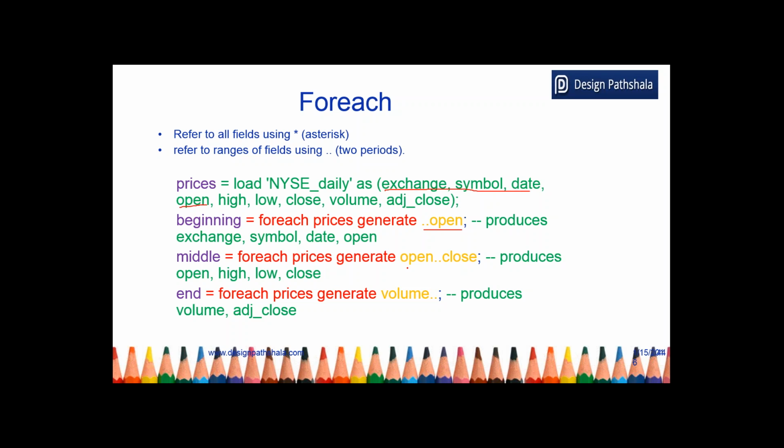Middle, so this is again a shortcut. Open dot close मतलब open से close तक के जो columns हैं. So open, high, low and close will come to middle. And end: volume dot, बाद में लगाया है, तो volume के बाद के columns including volume. So volume and adjusted will be the columns in the end.